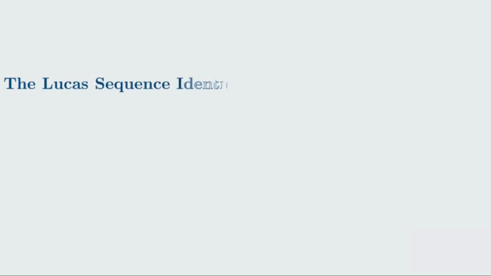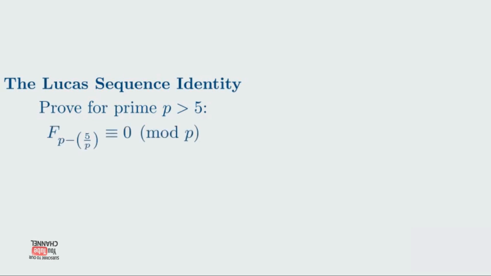Hello! Today we are going to explore a fascinating problem from a Harvard exam known as the Lucas sequence identity. Our objective is to prove that for any prime number p greater than 5, the Fibonacci number at index p minus the Legendre symbol of 5 mod p is divisible by p.